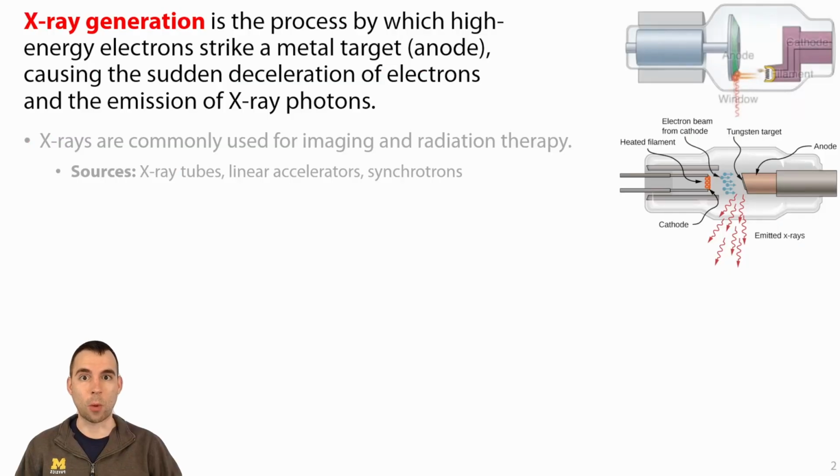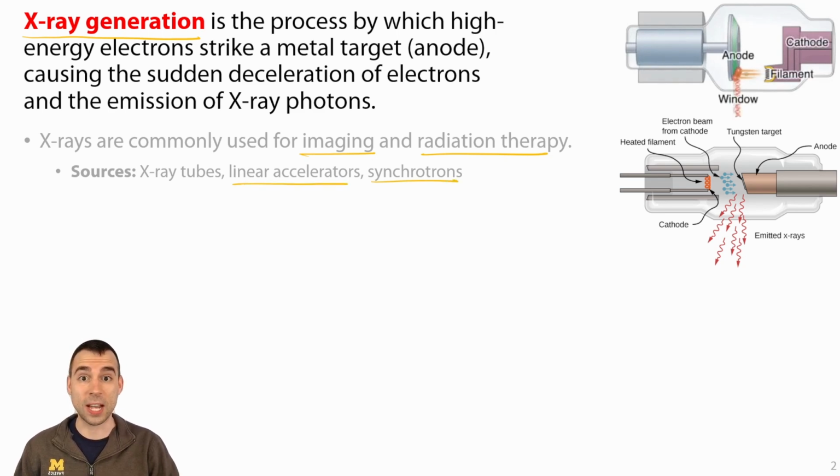X-rays are used for a variety of applications in medicine. X-rays are generated through a process involving quantum mechanics and electrons around the atom. So ultimately, we use an X-ray tube to generate X-rays to be used for either imaging or radiation therapy applications, but X-rays can also be generated with things like linear particle accelerators or synchrotrons.